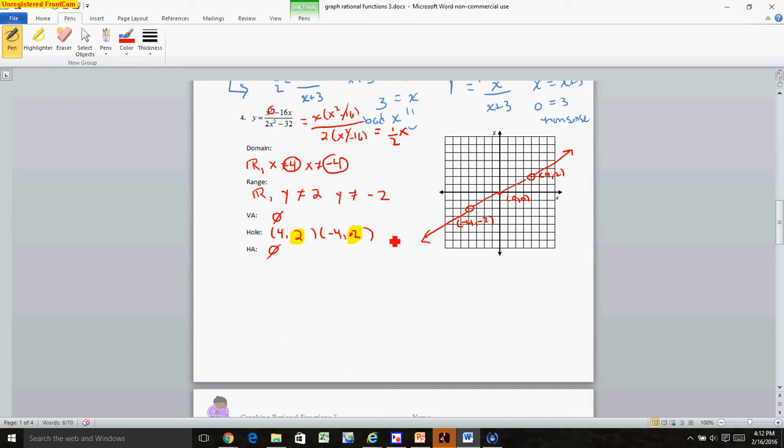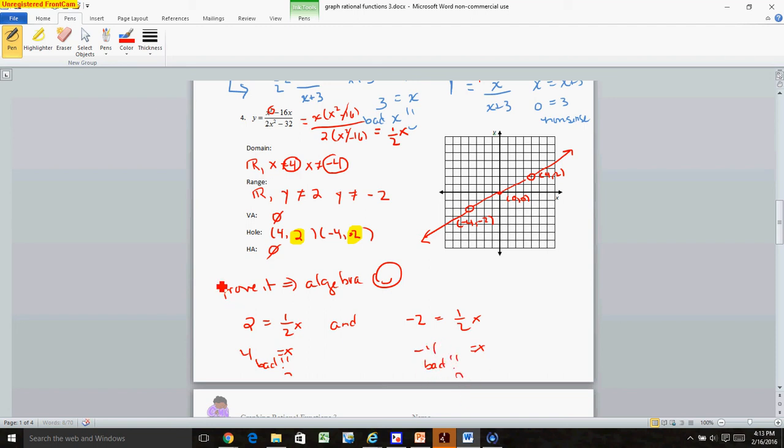Now if I asked you to prove it, could you prove that y never hits 2? If I say prove it, that just says do the algebra. So that means you plug in 2 into the cleaned up version, and you plug in negative 2 into the cleaned up version. And of course you get x is equal to 4, which is bad, and you get x is equal to negative 4, which is also bad. Okay, that's the proof. Prove that 2 and negative 2 are kicked out of the range. Algebra.